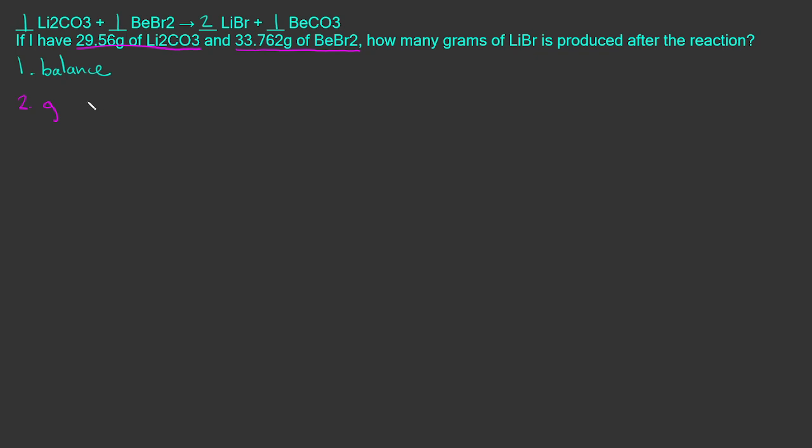In this case, it'll be grams of Li2CO3 to then moles of Li2CO3. Then our third step is to go from moles of Li2CO3 to moles of our compound that we care about, which is LiBr. And then our final step in this first half is to go from moles of LiBr to grams of LiBr.